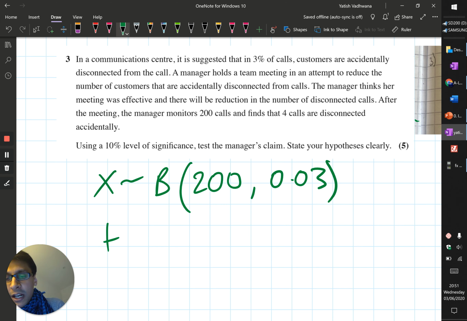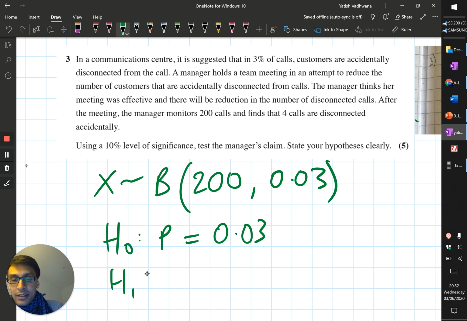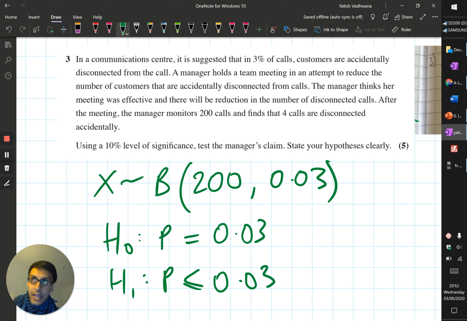And then we need to figure out the null hypothesis. So the null hypothesis in this case implies that the probability of being disconnected is equal to 0.03. And the alternative hypothesis is the probability of being disconnected is, well, this is what the manager wants, less than 0.03. Okay, so we want to work out using a cumulative distribution.